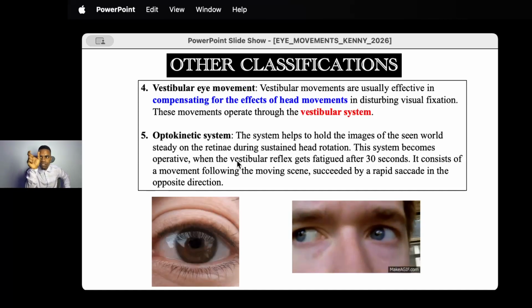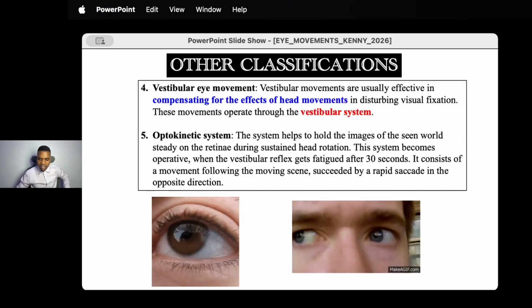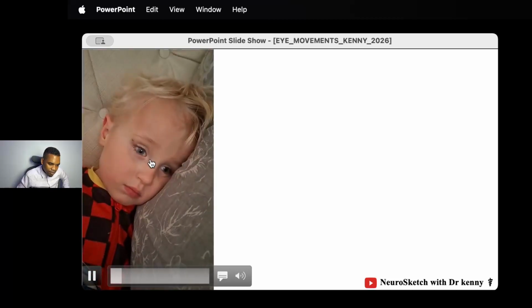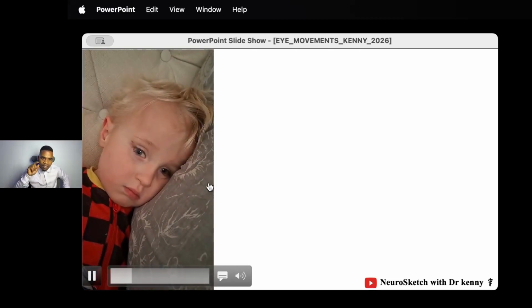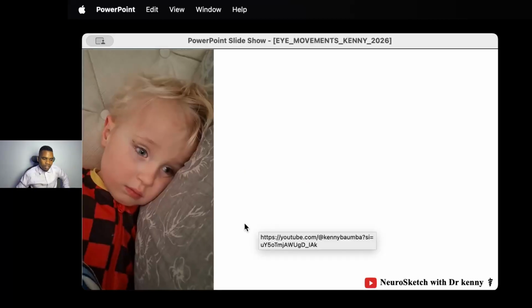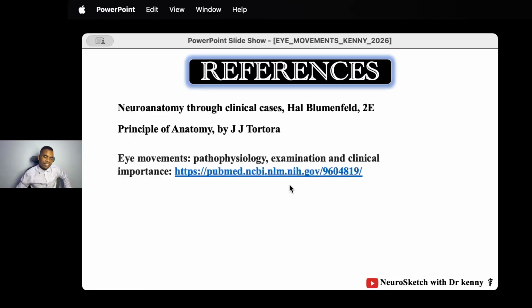Optokinetic, like the back and forth, like oscillating. Your eyes are oscillating. And then look at this boy here, he is also having some form of nystagmus. Look at the eyes. This is called nystagmus.